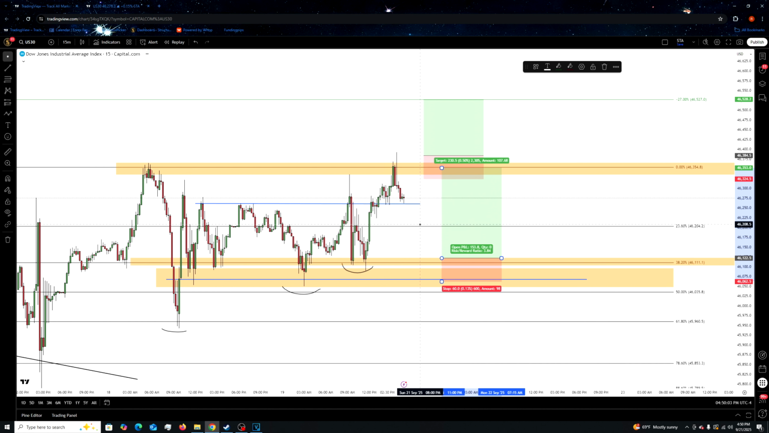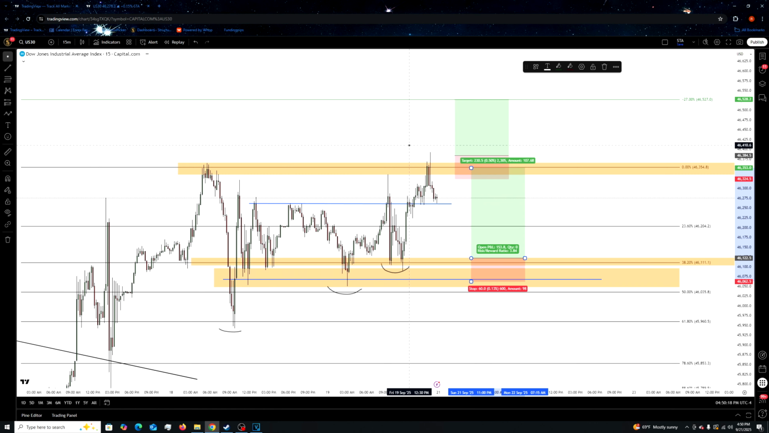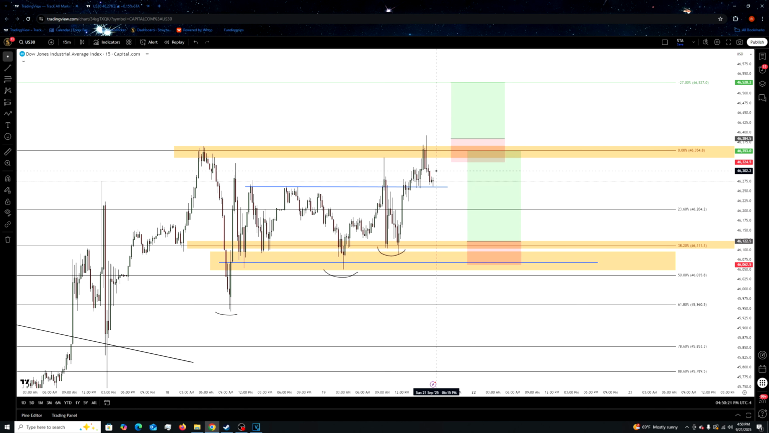I just have to wait and see. But still, my bias is bullish. I'm just looking for buys either at these zones down here, or if price breaks above here and retests it, I would look for buys currently right here as well. So that's pretty much it, guys. I'm looking for buys on US 30. I'm not looking for sells at this moment in time.